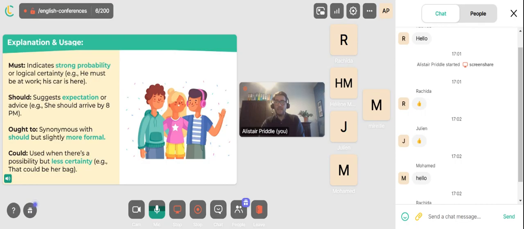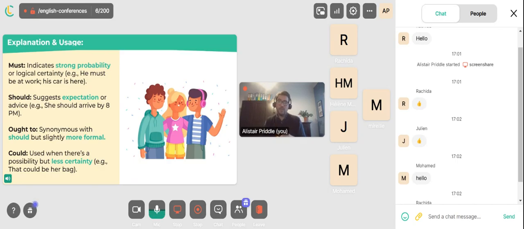Should. This suggests expectation or advice. For example, she should arrive by 8 p.m. She is expected. Ought to. Synonymous with should, but slightly more formal. So ought to, it is synonymous with should, but slightly more formal. For example, she ought to arrive by 8 p.m.